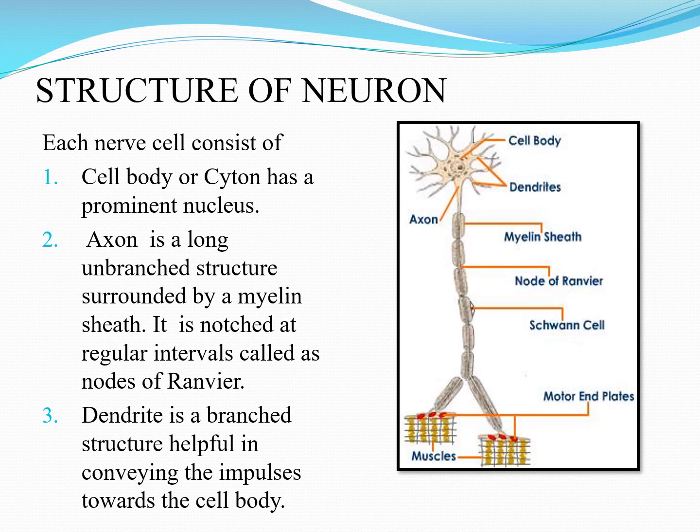The axon is a long unbranched structure surrounded by a myelin sheath. You can see that myelin sheath. This myelin sheath is interrupted at some places, that is called nodes of Ranvier. Then the dendrite is a branched structure helpful in conveying the impulses towards the cell body. See this dendrite.